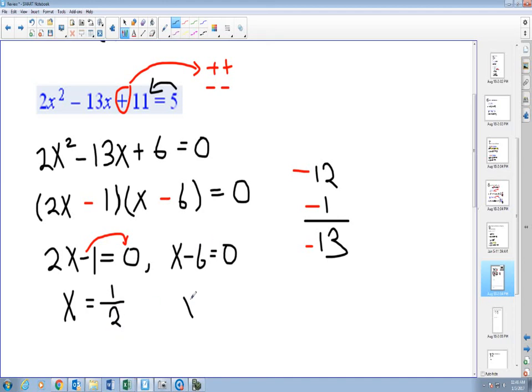Alright, move my negative 6 over. My answer x equal to 6. Okay. Alright, let me do the next one for you as well.